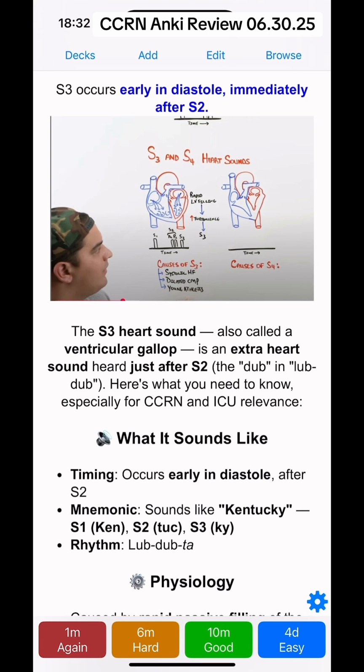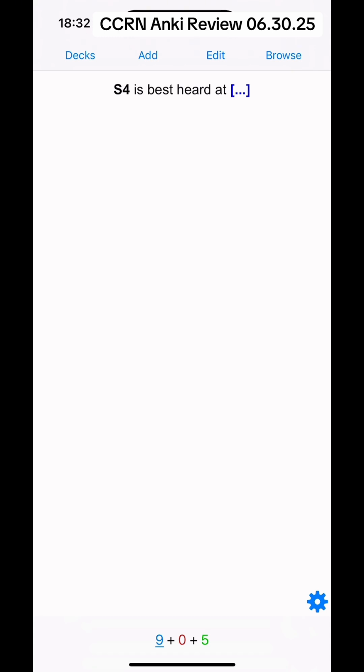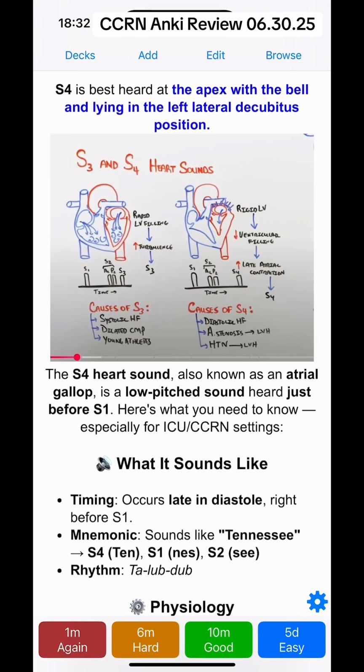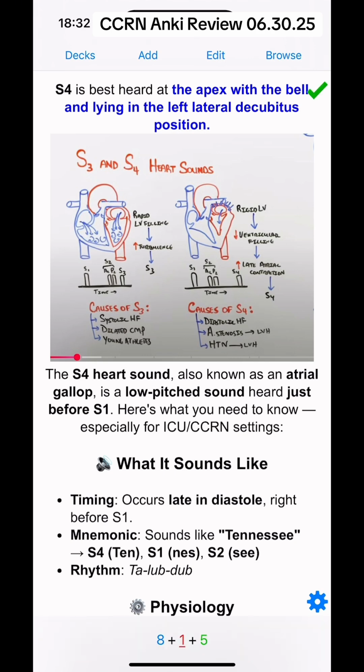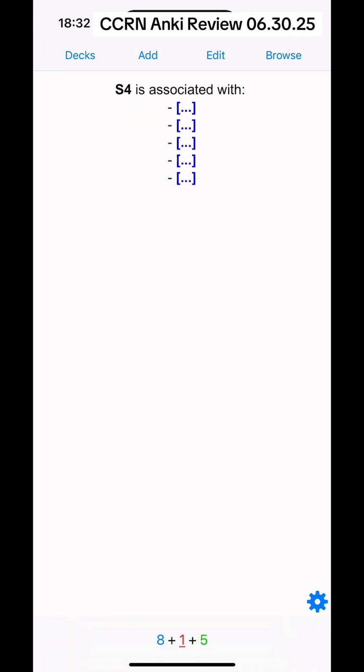Early in diastole. S3 and S4 both are best heard at the apex with the bell, in the left lateral decubitus position, if I remember right. S4 is associated with post-CABG and valve surgeries, which I missed last time, left ventricular hypertrophy, chronic hypertension, and then myocardial ischemia and infarction. And our really key one to know is aortic stenosis.